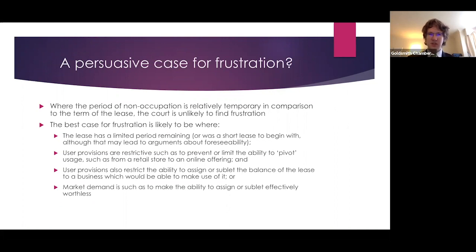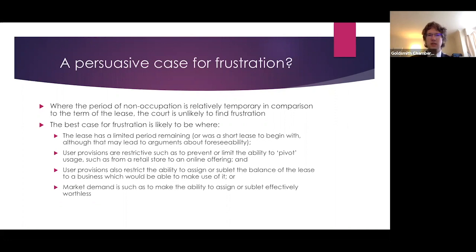Of course, the opposite is also true. If you've got a lease for a limited period remaining or a limited period full stop, you are more likely to essentially have lost the entire benefit. If you've got a lease that's 6 years long and you're not able to use your premises for 3 months due to COVID, then you're unlikely to succeed in arguing frustration. There's enough of the lease there, both before and potentially after, for it to still have significant value such that it's not frustrated.